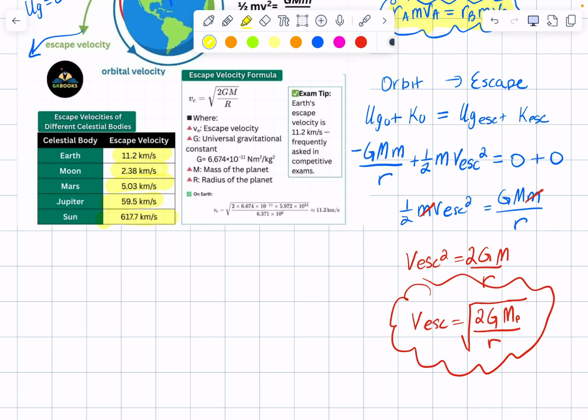No, that's just fun facts. Is this stuff going to be on the test? Yeah, just how to calculate escape velocity. You don't have to memorize the numbers.